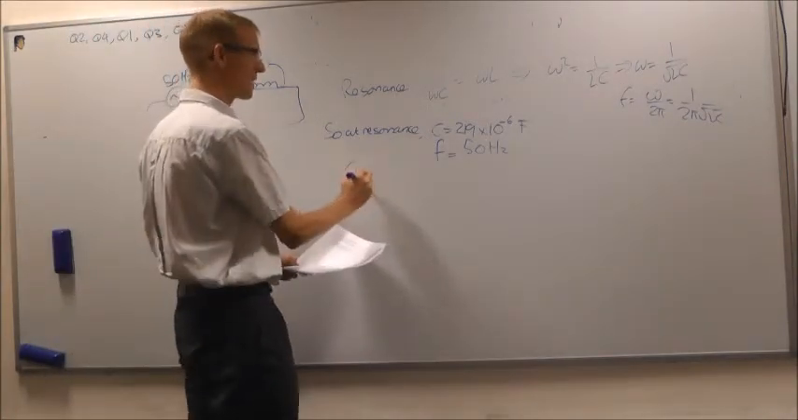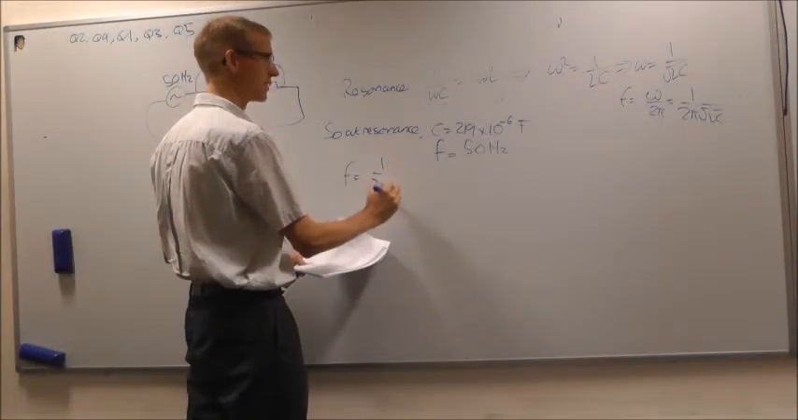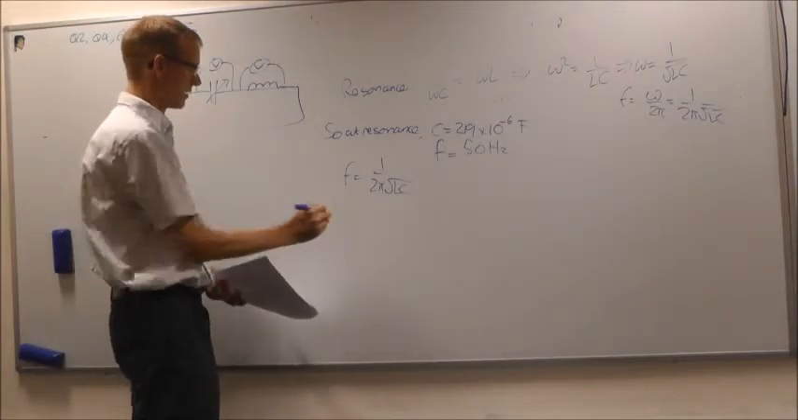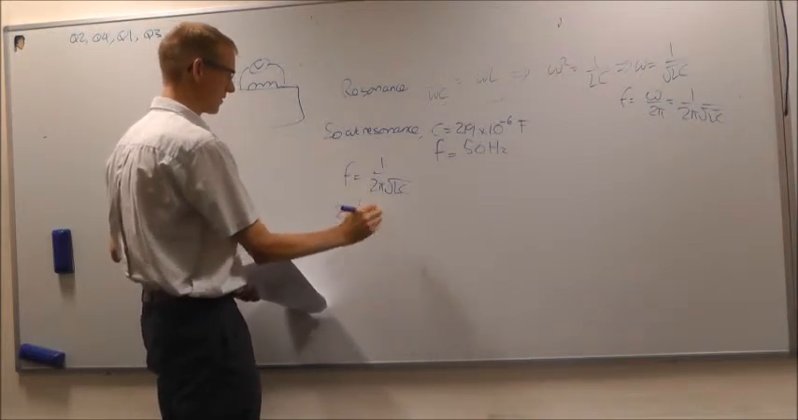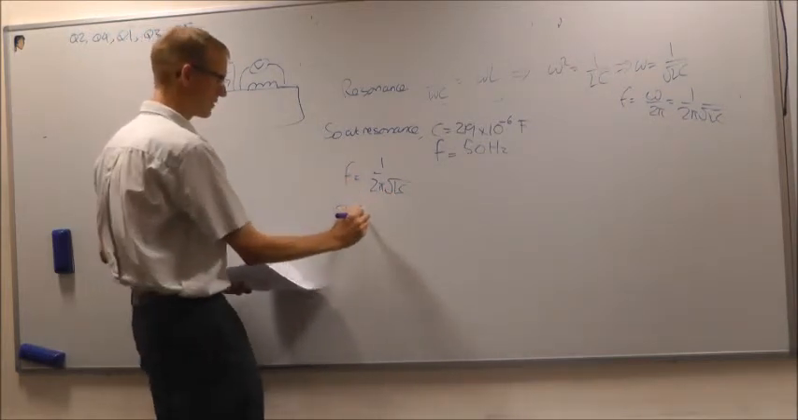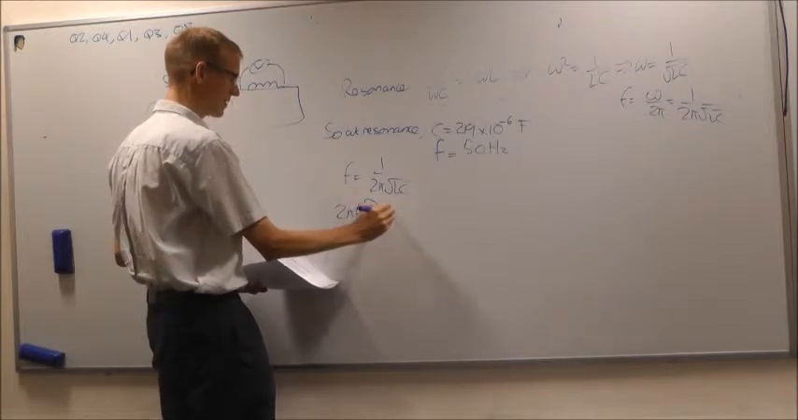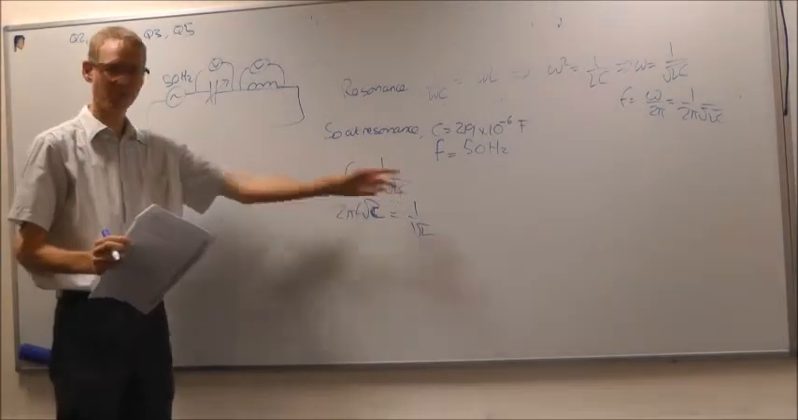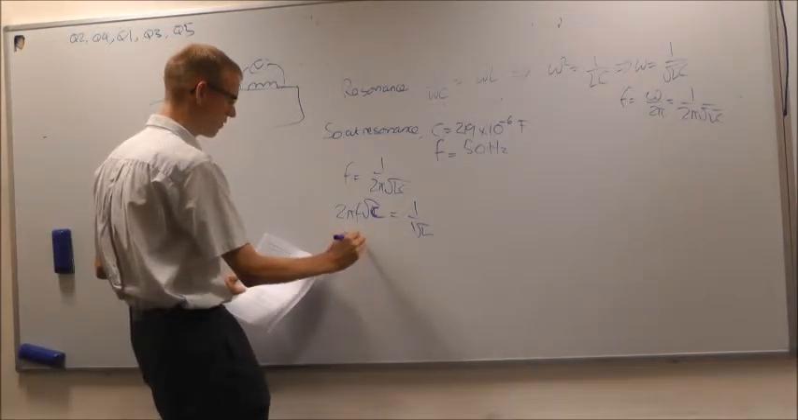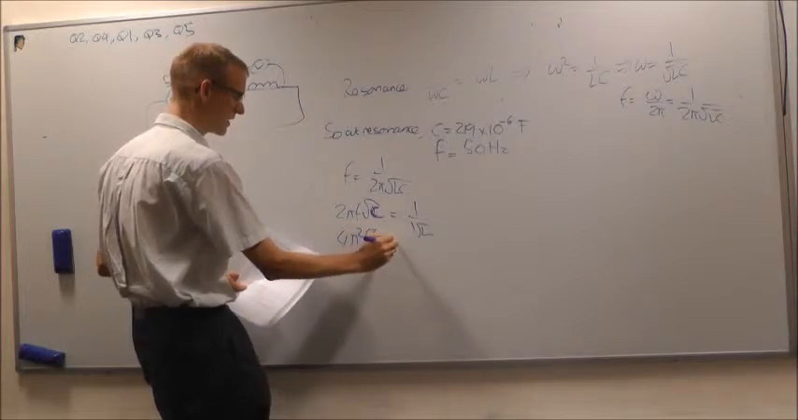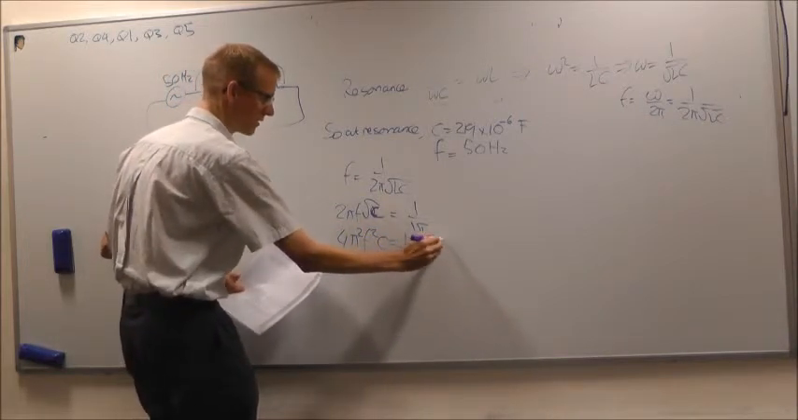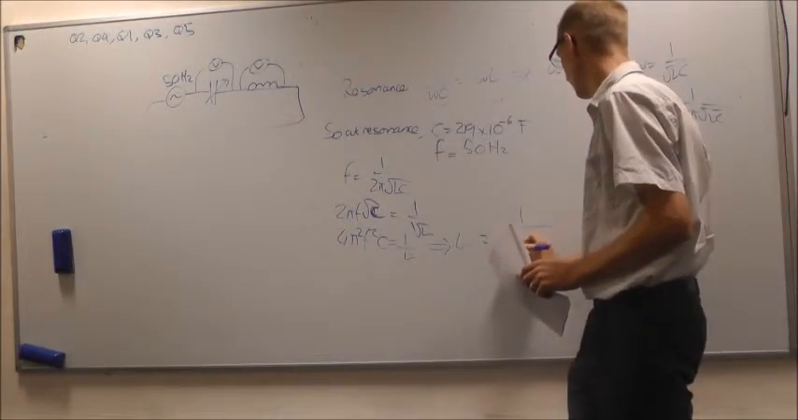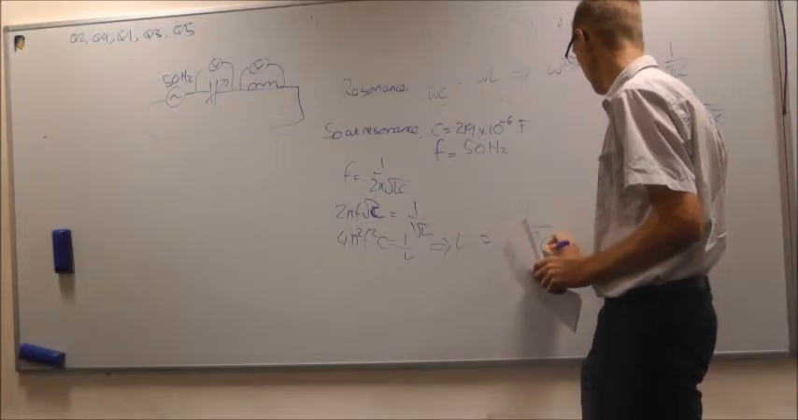So we start with f equals 1 over 2 pi root LC. Bring the 2 pi up there, bring the root C up as well, just to keep L on its own: 2 pi f root C equals 1 over root L. So I want to square and reciprocal. If I square, I've got 4 pi squared f squared C equals 1 over L. And now reciprocal that: L equals 1 over 4 pi squared f squared C.